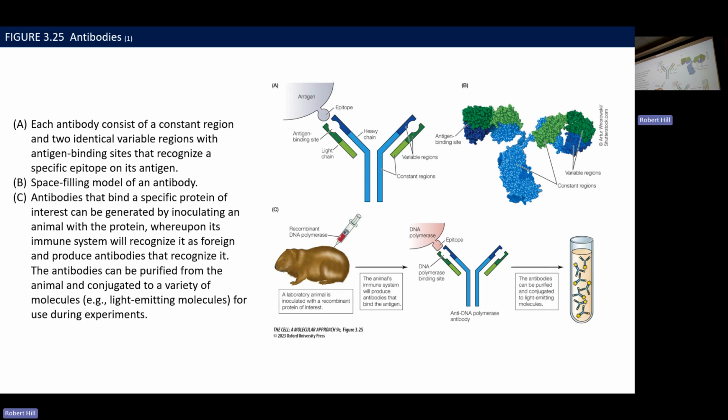When you're working with antibodies in the lab, typically the animals that are used for production of these antibodies are mice, rabbits, and goats. These are just the most common. And there are thousands of antibodies commercially available that bind to particular proteins that you may be trying to detect in your experiment.